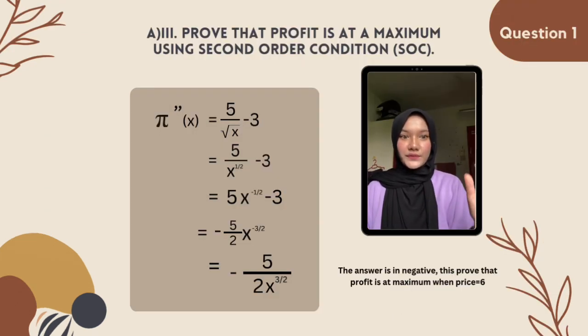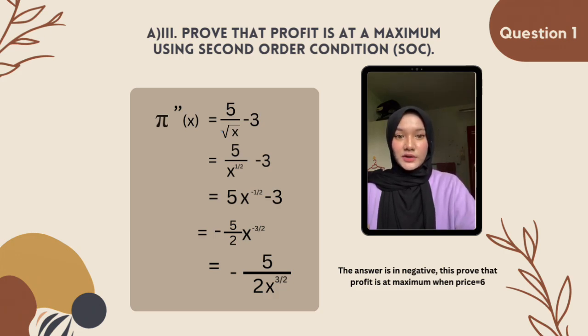Okay, so we want to prove that our profit is already at maximum using the second order condition. In order for us to prove that, we have to differentiate our function again. Our function is 5 over square root x minus 3, so we can change the square root x into x to the power 1 over 2. So we get 5 over x power 1 over 2 minus 3, and then we can bring up the x, where we get 5x power negative 1 over 2 minus 3. Then we differentiate this function, where we multiply negative 1 over 2 with 5, and then for x power negative 1 over 2 we subtract 1.